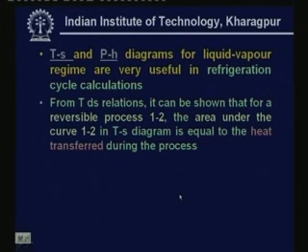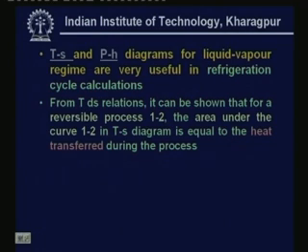As I mentioned from the last class, using the second law of thermodynamics and from the TdS relations, it can be shown that for a reversible process 1, 2, the area under the curve 1, 2 in the TS diagram is equal to the heat transfer during the process. This is from your Clausius inequality, where the entropy change in a reversible process is given by the heat transfer in that process divided by the temperature at the boundary.